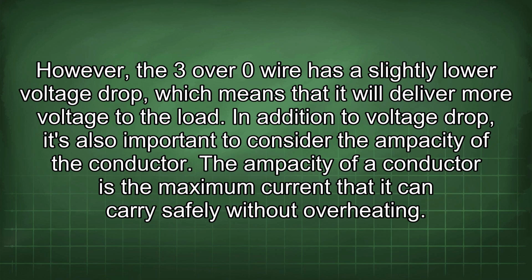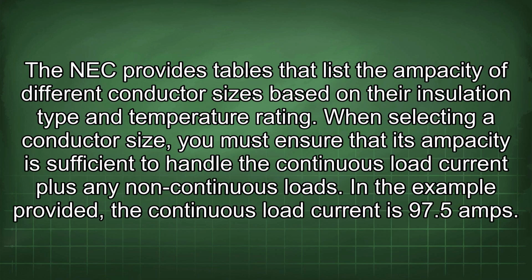The ampacity of a conductor is the maximum current that it can carry safely without overheating. The NEC provides tables that list the ampacity of different conductor sizes based on their insulation type and temperature rating. When selecting a conductor size, you must ensure that its ampacity is sufficient to handle the continuous load current plus any non-continuous loads. In the example provided, the continuous load current is 97.5 amps.